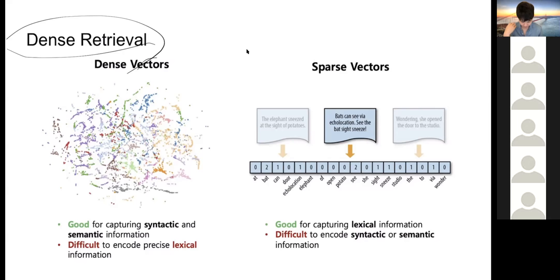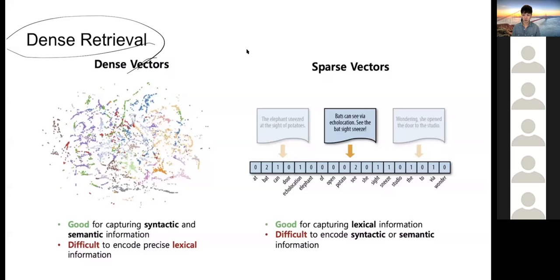We just covered sparse vectors. As you see, in sparse vectors each dimension corresponds to a token or word in the vocab. The benefit of sparse vectors is that if you have common words between query and documents, it's very hard to miss, because you have a dedicated dimension for that word. But the problem is that in sparse vectors it's really difficult to encode syntactic or semantic information, because you cannot compare words that are similar but different. For instance, excellent and good are different words but very similar in what they intend to mean.